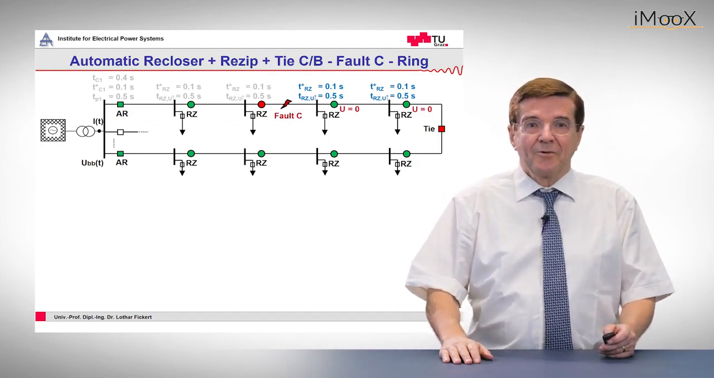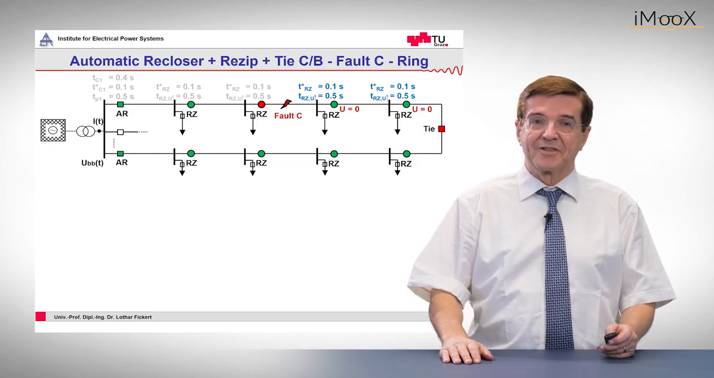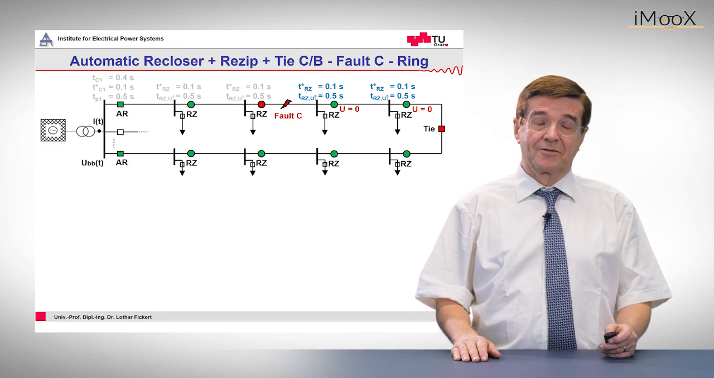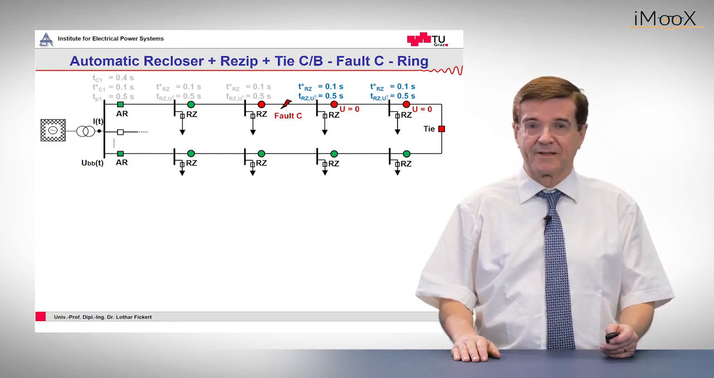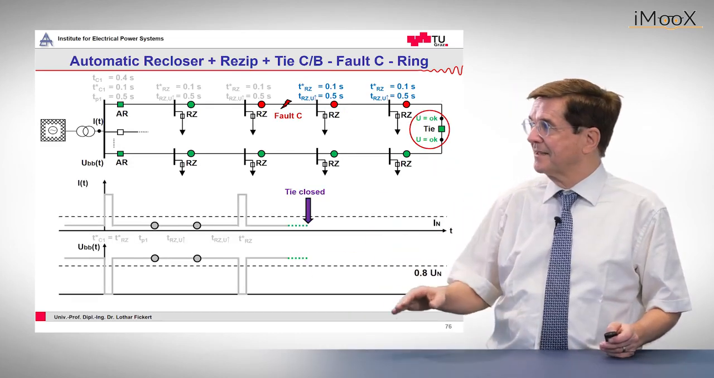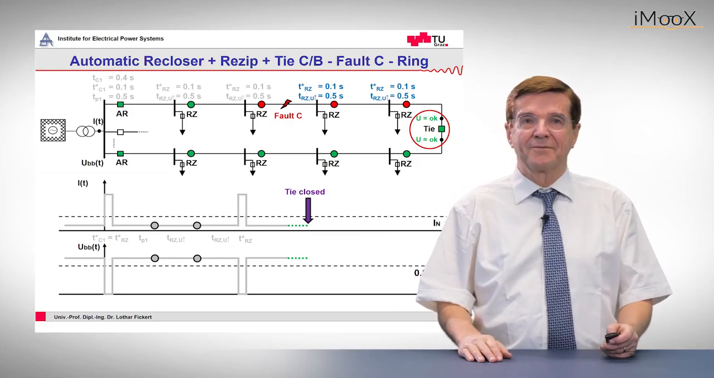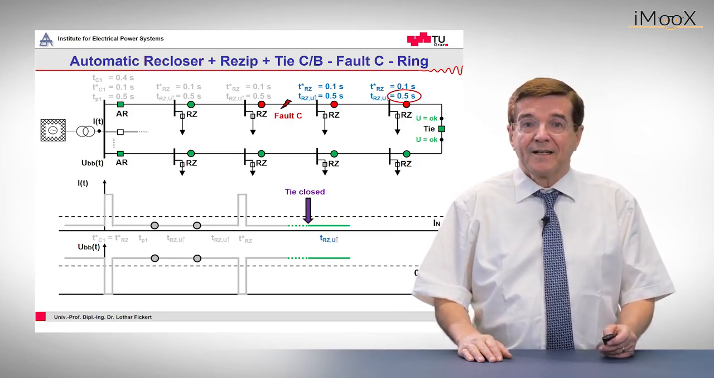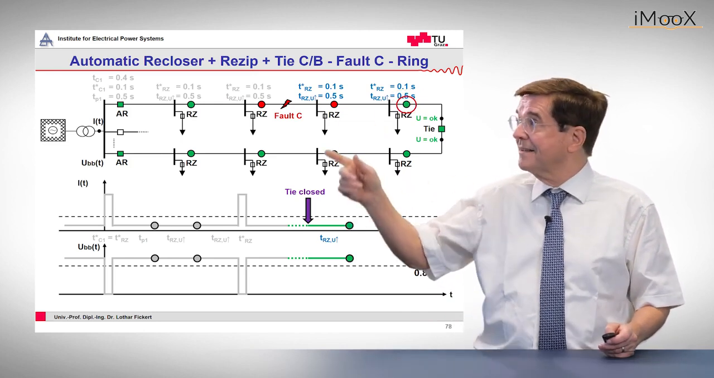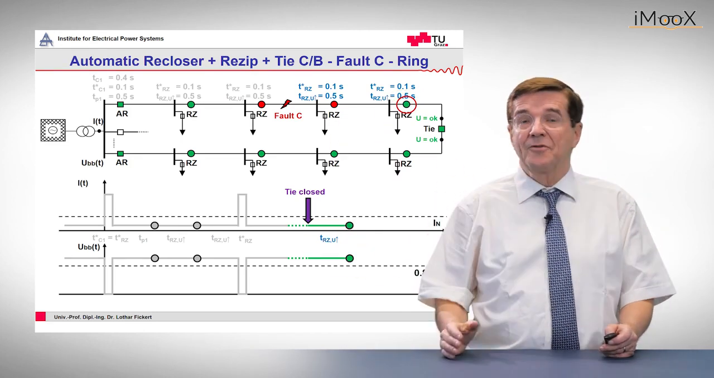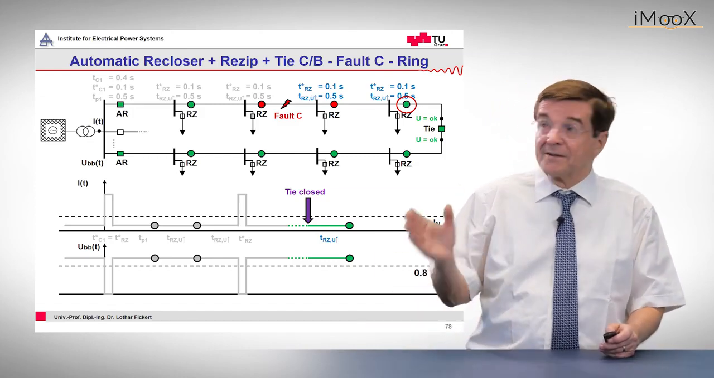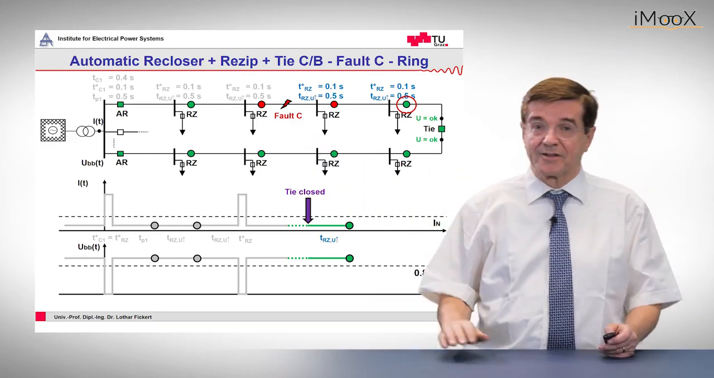So we start with a fault at position C, as we have seen before. One auto-recloser is open, all the others are closed, and now we re-energize the line from the rear side. This is the moment when the tie breaker closes. Now these ReZip devices wait again for half a second until they reclose from the right towards the left. So they reclose and pass on the voltage to the next circuit breaker on the left.